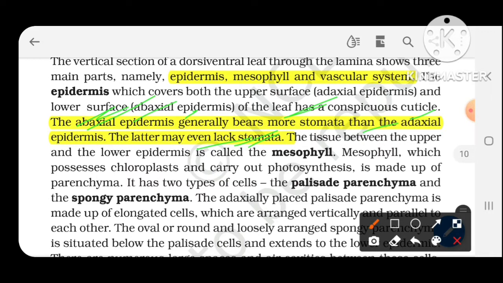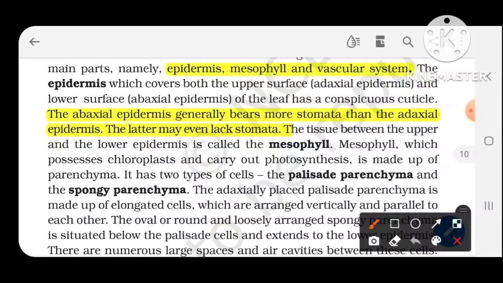The tissue between upper and lower epidermis is called the mesophyll. In the stem section, we have learned that the cortex is present between the epidermis and vascular system. Here we can see the special layer which is especially present in the leaf, and this layer is called mesophyll. This type of tissue which is present between the epidermis and vascular system is called mesophyll.